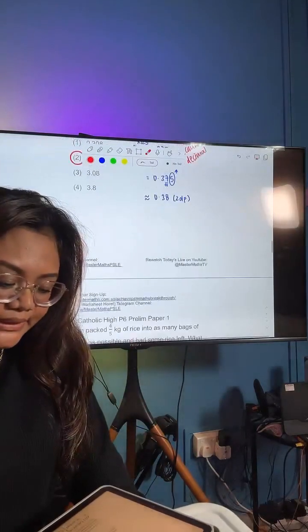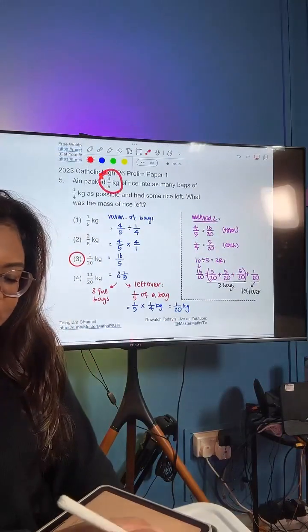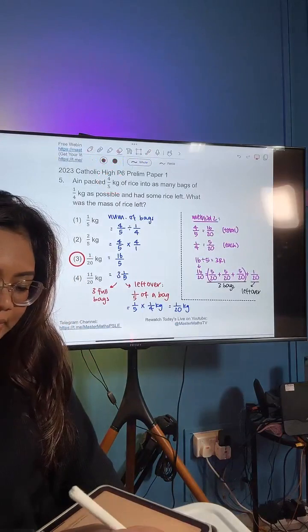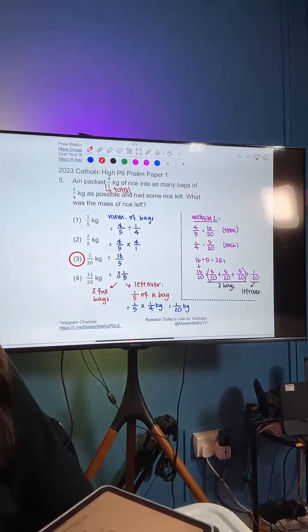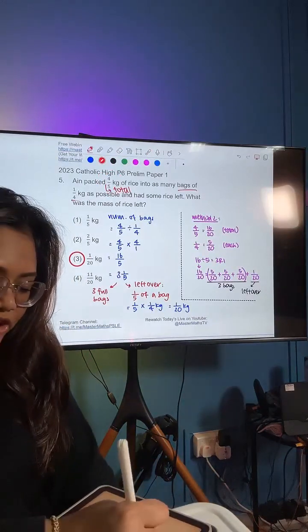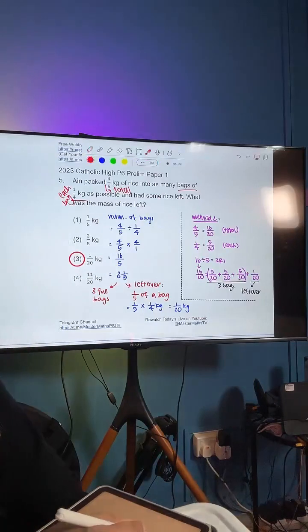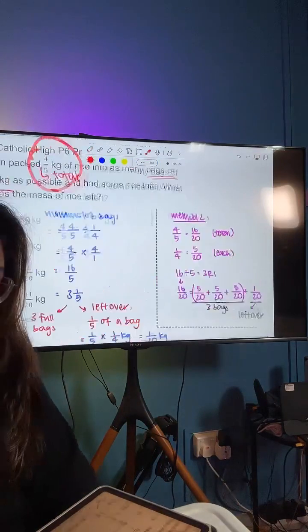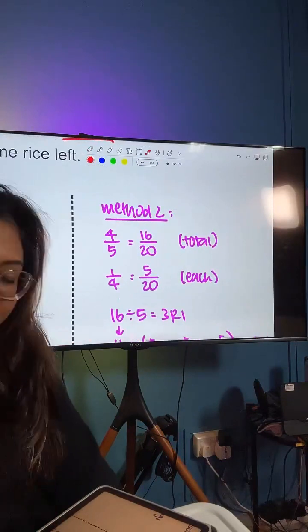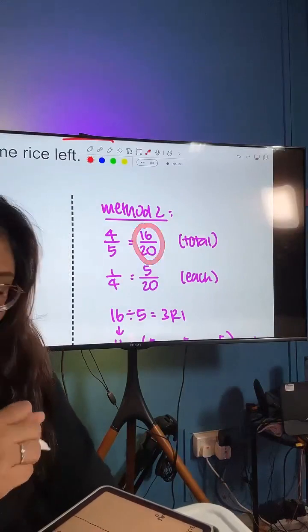Okay, last one. Question number 5 here. 4/5 kg is my total. And then I have bags of 1/4 kg. This is each bag. Each bag is 1/4 kg. So if total is 4/5 kg, each bag is 1/4 kg, I can change into same denominator. So my total is 16 out of 20 kg.